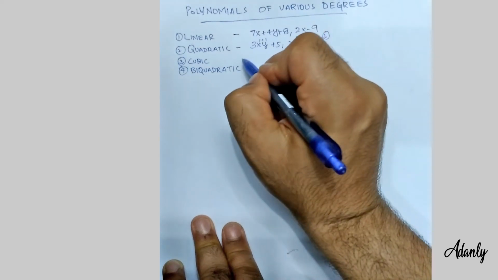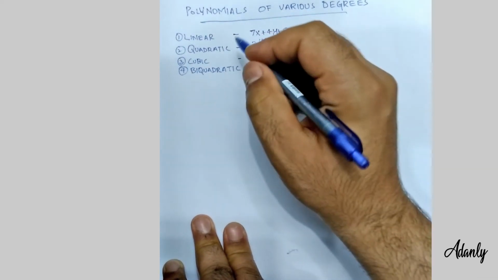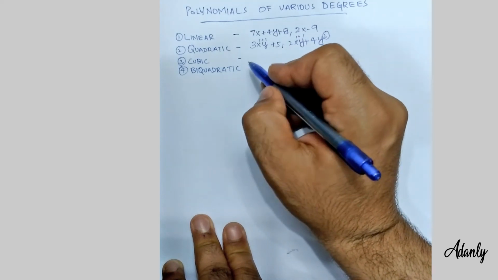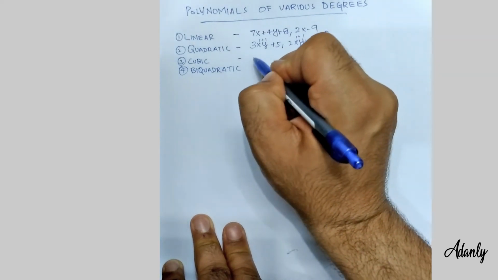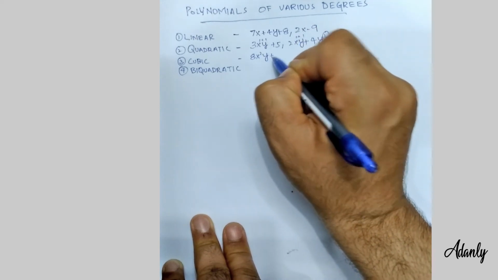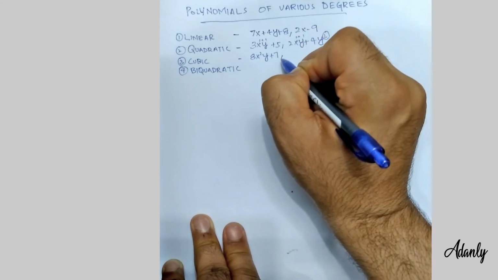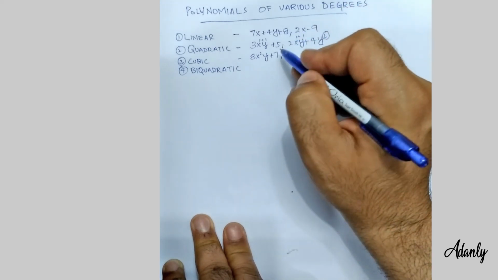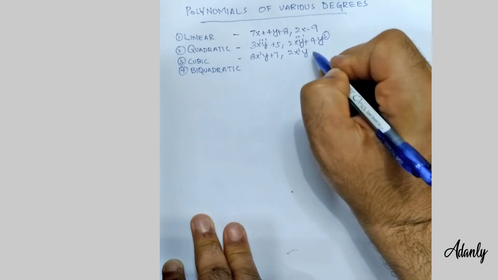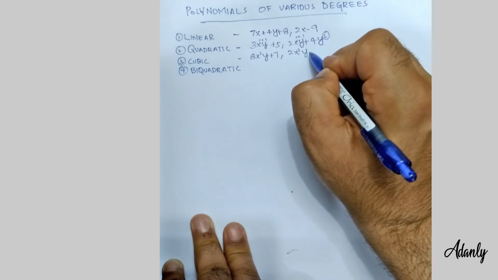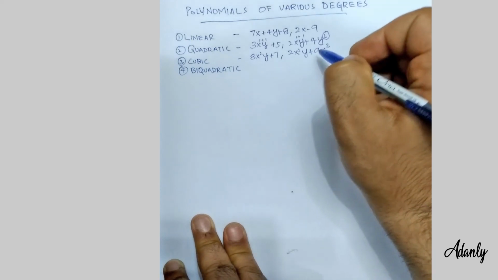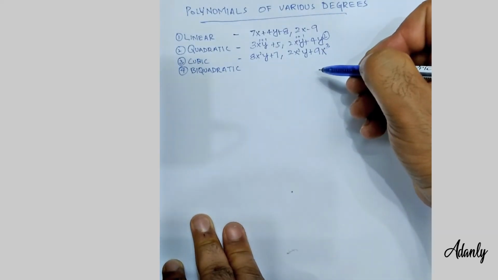Another one is cubic polynomials. Cubic polynomials are polynomials of degree 3. For example, we have the polynomial 8x squared y plus 7, or another one, 2x squared y plus 9x cubed, etc. Such polynomials are called cubic polynomials.